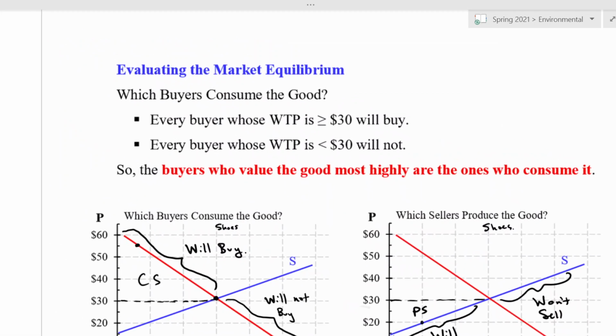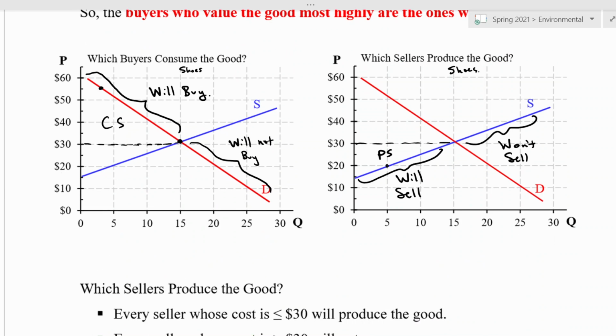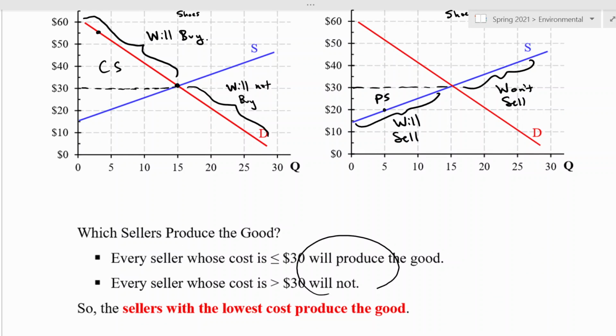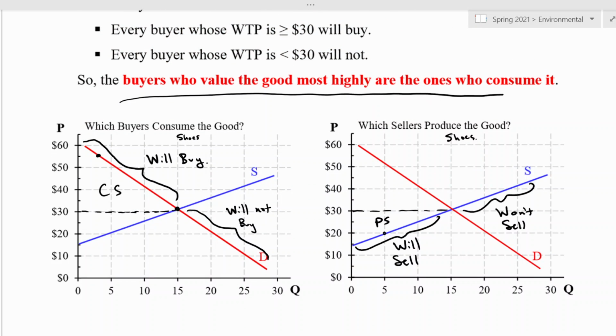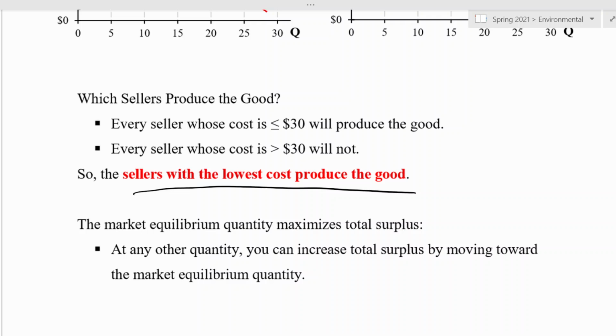Every buyer whose willingness to pay is greater than or equal to 30 will buy. The others will not. And vice versa for the sellers, the producers. And so the buyers who value the good the most highly are the ones who consume it. The sellers with the lowest cost of producing the good are the ones who produce it. And so we do see that the market equilibrium quantity maximizes total surplus. It meets our definition of efficiency. And if we had any other quantity, we would be decreasing total surplus.